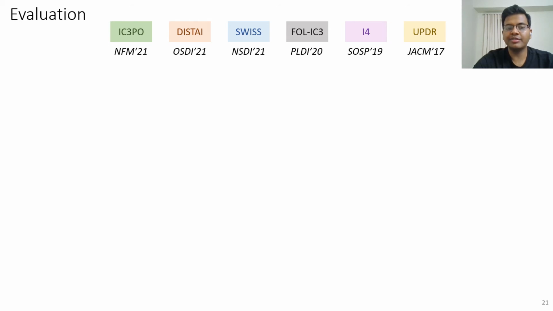FOL IC3 performs enumerative search among different quantification prefixes using a separators-based technique while performing incremental induction in an unbounded domain. Swiss is a very recent technique that enumeratively searches for candidate invariants in an optimized and reduced invariant search space. Dist AI is another recent technique that enumeratively searches for candidate invariants using a data-driven learning technique through simulation. Like I4 and UPDR, Dist AI is also limited to inferring only universally quantified invariants.